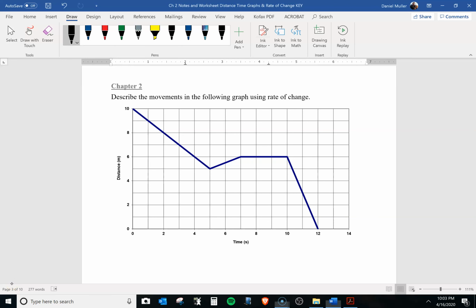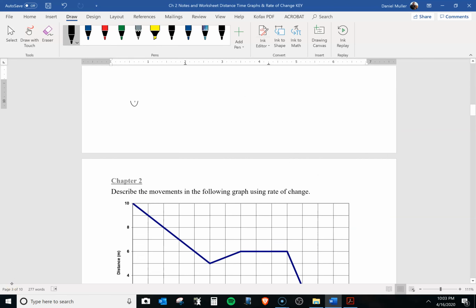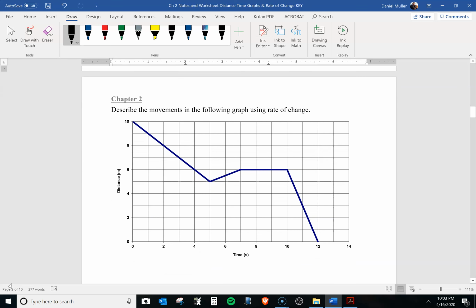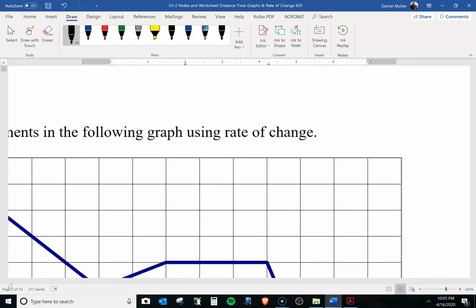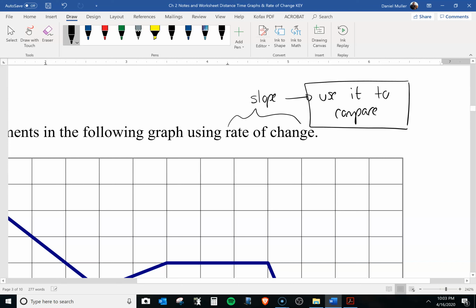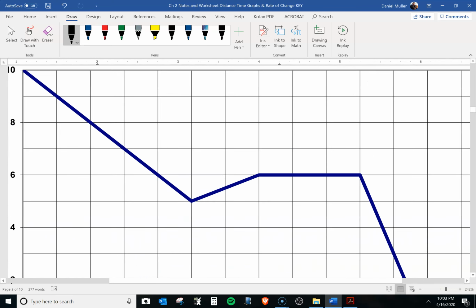So let's take a look here at the next question. Describe the movements. We're just going to describe the movements, but when we describe what's happening, we have to use the rate of change, the slope. That's what we want to use to compare one section to the other. That's the whole point.